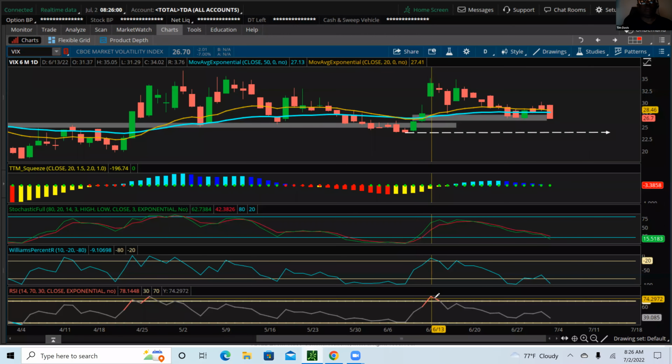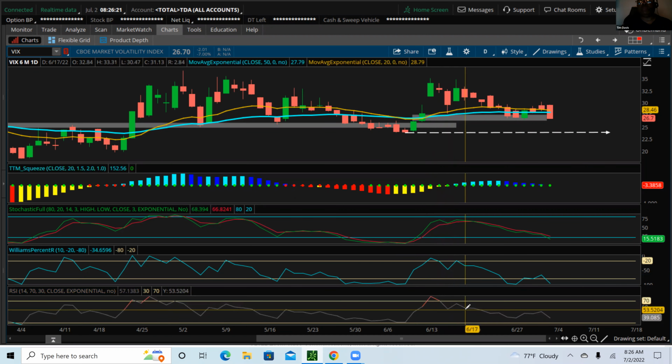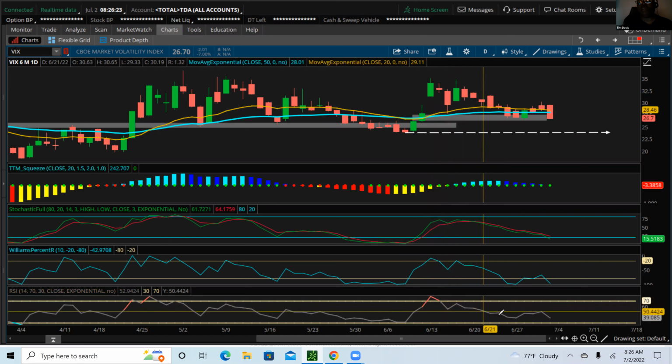Let's look down here at RSI. See, RSI got above 70, and what happens then? The VIX starts to sell off. As soon as you see the VIX hit an RSI level above 70 on the daily chart, I would expect that the VIX would eventually start to sell off. So that could be a short-term indication that the VIX could see a short-term top and be ready to pull back.